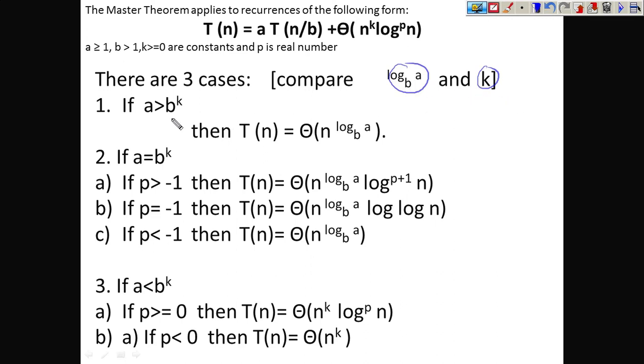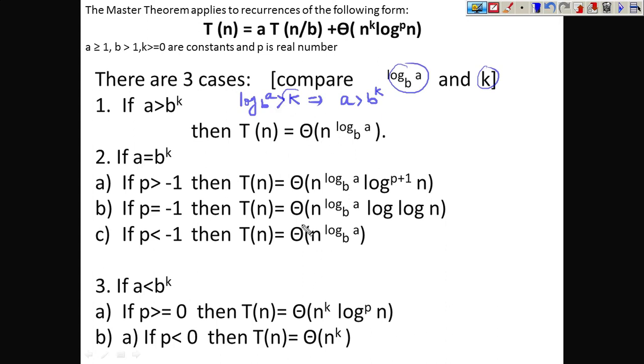Now the first is we are comparing. If log of a base b is more than k, or you can say that a is more than b power k, so we are comparing this. If this power is more, then we will simply get the answer by raising n to this power. So our answer is theta n power log a base b. If k is more than log a base b, then our answer is theta n power k.